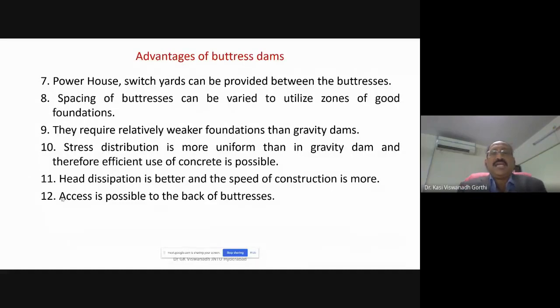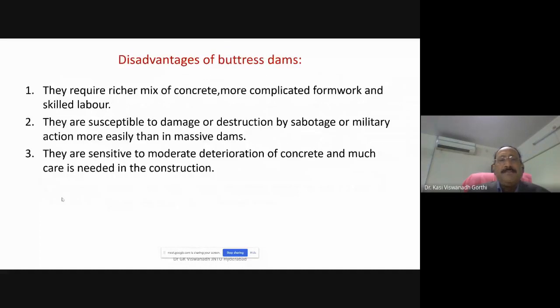Powerhouse switchyards can be provided in between the buttresses, so the spacing of buttresses can be varied to utilize the zones of good foundation, and they require relatively weaker foundation compared to that of a gravity dam. Stress distribution is more uniform, and heat dissipation is better, and construction also will be very speedy, and access is possible to the backside of the buttress.